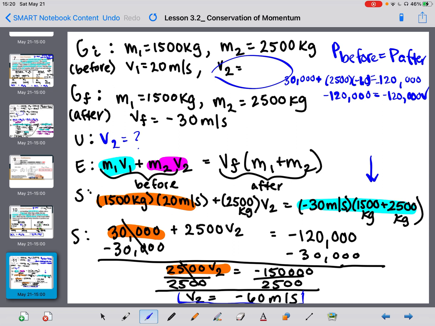Okay, so again, just like before, draw out your picture. It's very easy to create an equation from a picture, and then from there, you know how to substitute and solve for a solution.